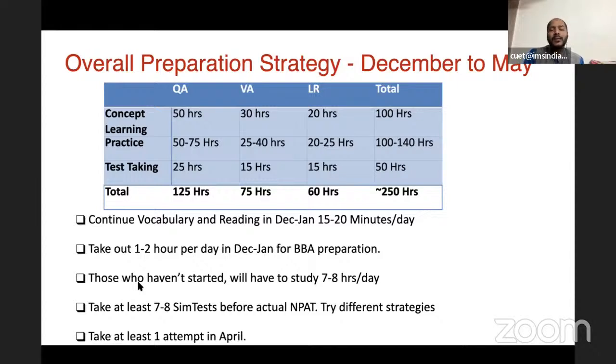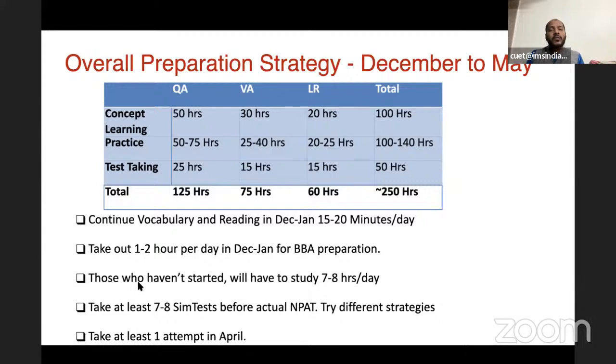One more important thing. You have a window of January to May. Generally, don't plan all your attempts in the last 15 days of May. It can get really tight at the end. At least take one attempt in April to get that familiarity with the paper.